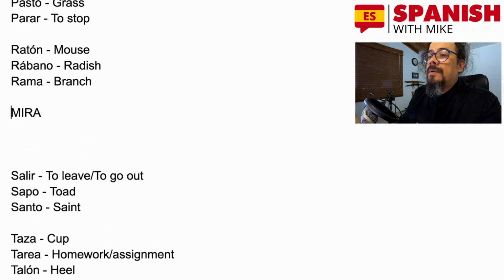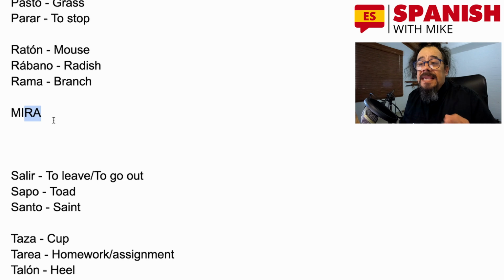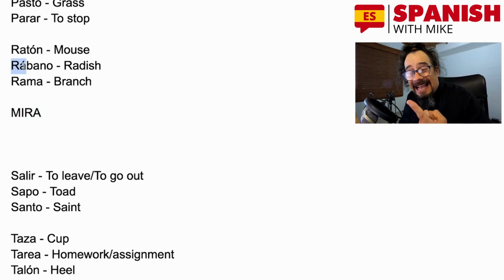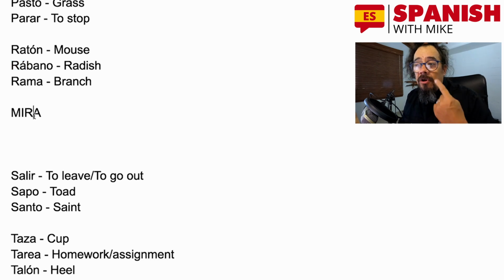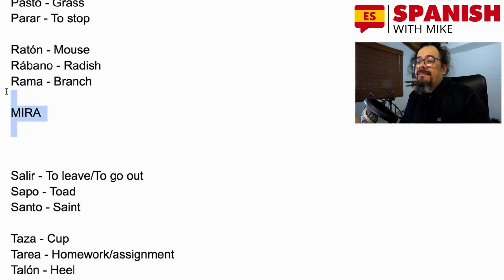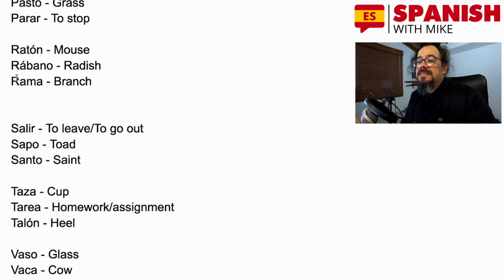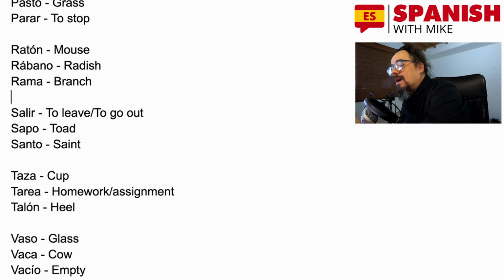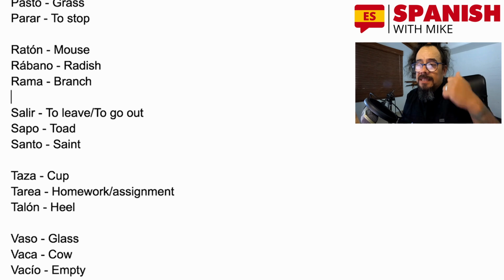So here it is not in the beginning of the word, so we say mira. But here it sounds ra. Here it would sound strong only if we have double R. Mira. But the vowel A sounds the same. Mira. And even though this is a single R, it sounds strong because it's in the beginning of the word.